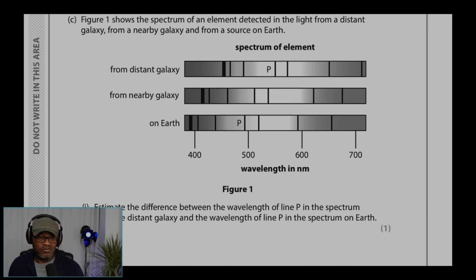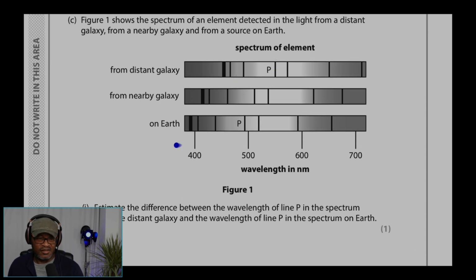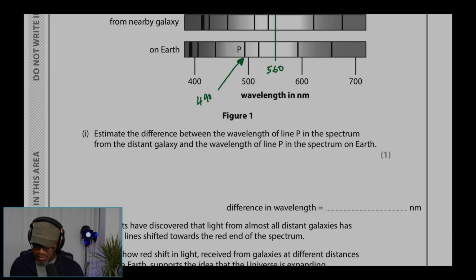So we need to look at the distant galaxy here, and on Earth we're looking at this line P here. So that point is less than 500. We're assuming it's 490, and this point here, so if I draw that line there to align to that, that point is 560. And what we need is to work out the difference between them, 560 minus 490, and that gives 70 nanometer. So we put 70 here, that's 70 nanometer.